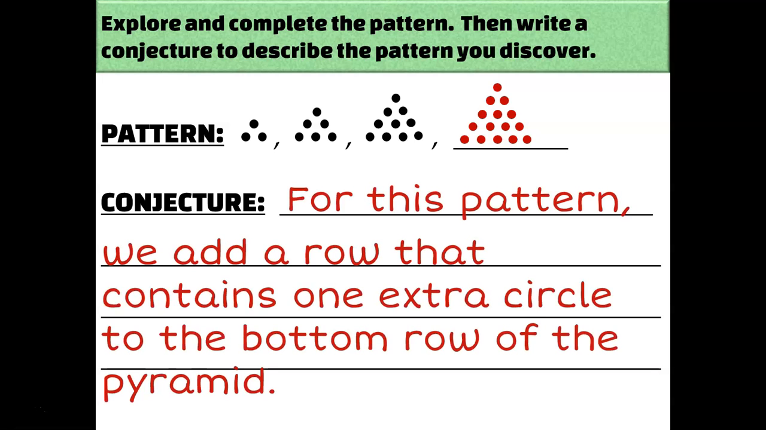So for this conjecture, I might write something like, we add a row that contains 1 extra circle to the bottom row of the pyramid. So this conjecture describes that we're making a pyramid, it's made out of circles, and to get from one row to the next, you have to add an extra row that has 1 extra circle. If you were to describe that to somebody over the phone, I think they would be able to get to the next row, which would have 6 dots on the bottom and a total of 6 rows.